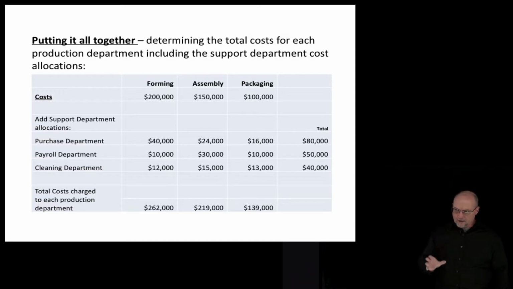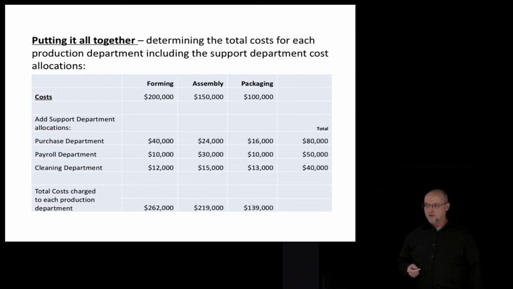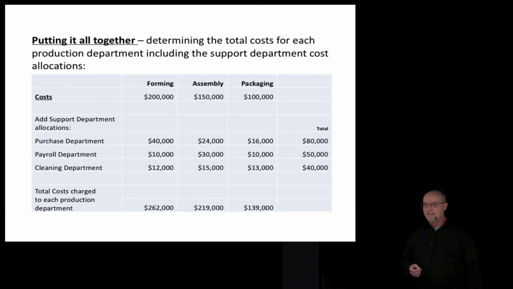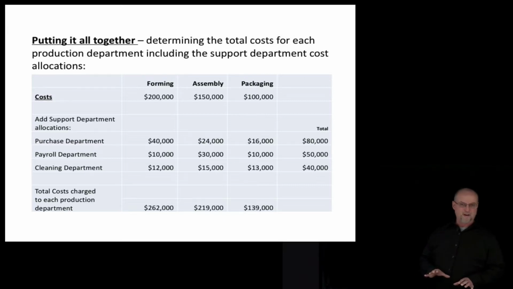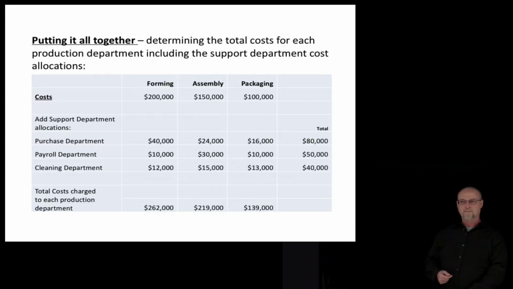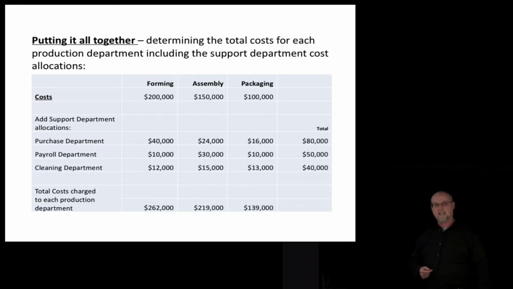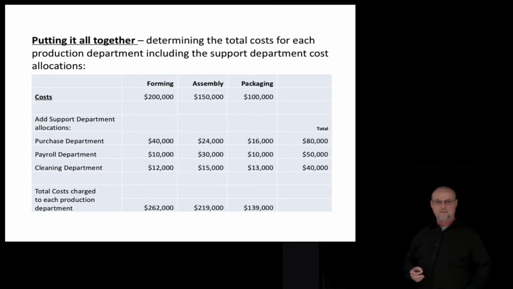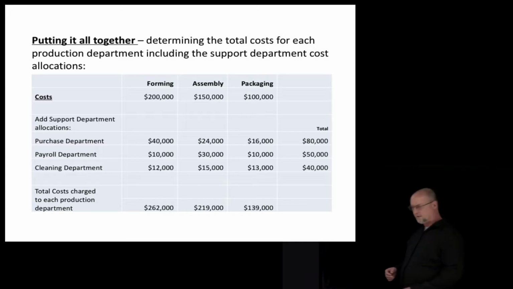And so when you add everything up together in each column, forming 200 plus 40 plus 10 plus 12, total costs of $262,000. Assembly is $219,000, packaging $139,000. And then what we'll do, not in this video, is that 262, the 219, and 139, we're going to end up putting into the final products. That's the last part of activity-based costing. Okay, so that is how we allocate support department costs using the direct method, which again is the simplest of the methods. Now we're going to look at joint costs.